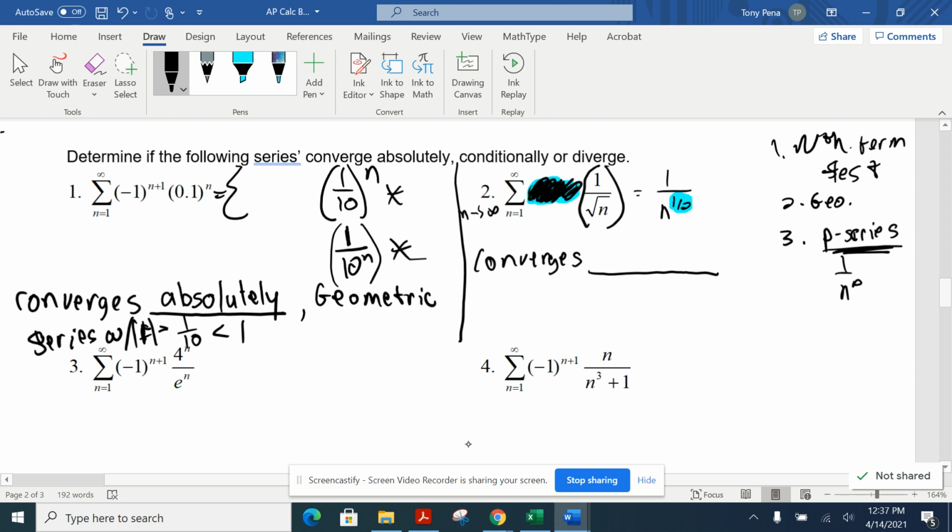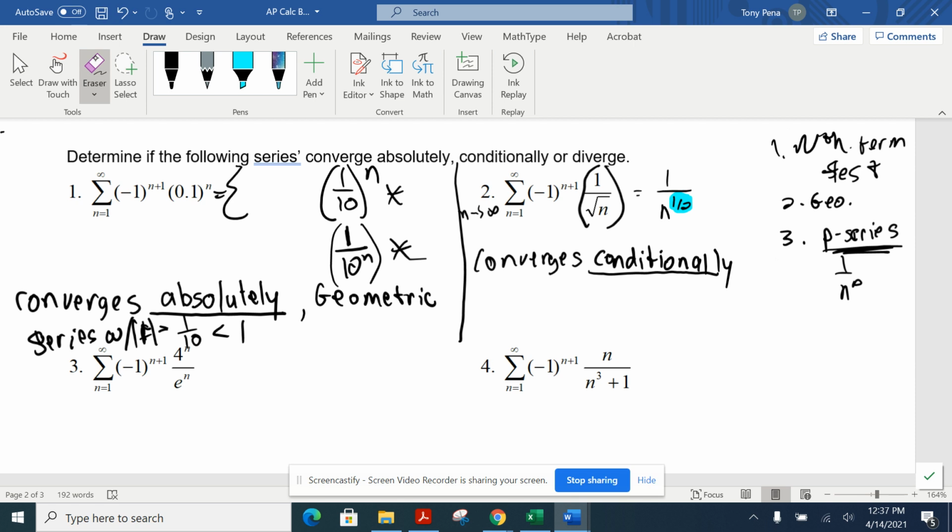Right? So that means the only reason it converged is because of the condition that it was in fact alternating. It's a ratio test that you guys should have looked at yesterday. So that converges conditionally. And then we would say, because this is a p-series with a p equal to 1/2, which is less than 1. And as the p-series go, that's a bad thing.